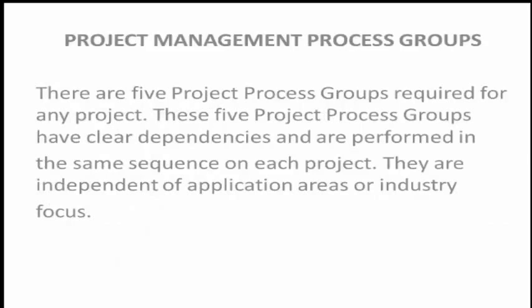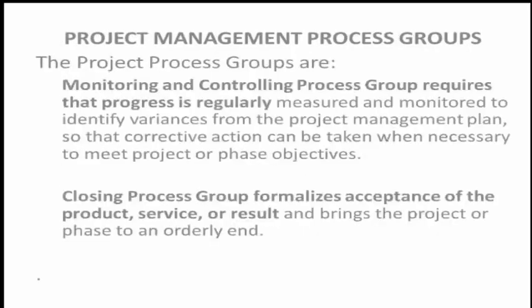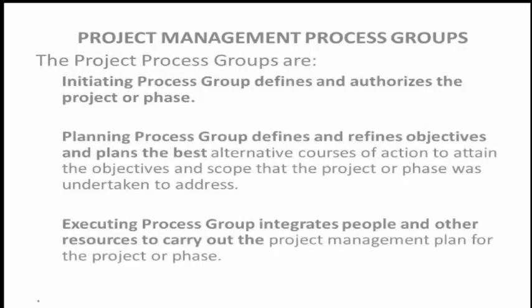The five project process groups have clear dependencies and a sequence in each project. They are initiation, planning, execution, monitoring and controlling, and closing. Initiation defines and authorizes the project or a phase. Usually the senior manager comes up with a project charter and gives it to his boss or director, who then allocates the budget and approves the project. Then the senior manager identifies the project manager and gives him the project charter.